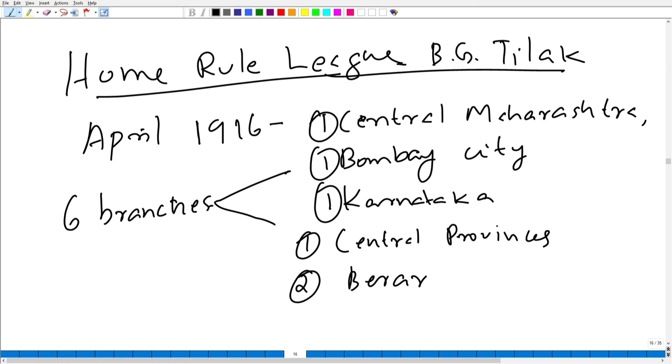In April 1916, Lokamanya Balagangadhara Tilak founded the first Home Rule League. Its places of operation were Central Maharashtra, Bombay City, Karnataka, Central Provinces and Berar. He founded 6 branches, with 2 branches in Berar. In all other places there existed only 1 branch each.